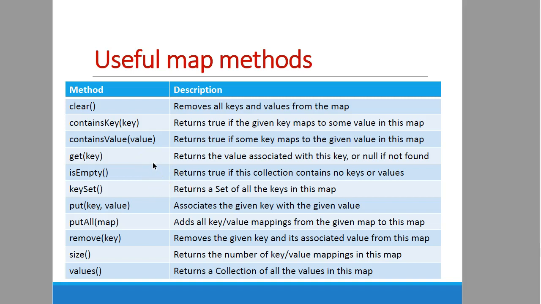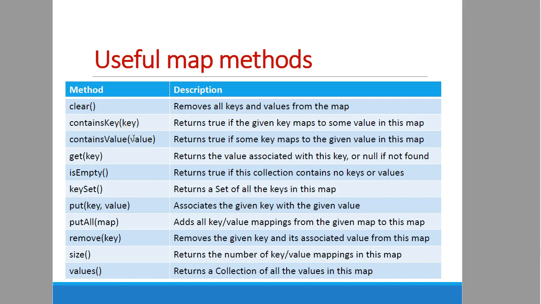So, map methods. You can clear the map. You can check whether the map contains a key. This is an extremely useful one. If you are trying to check whether some item exists in a map, you're typically going to be looking for the key because the keys are unique. Now you can also look for the value.